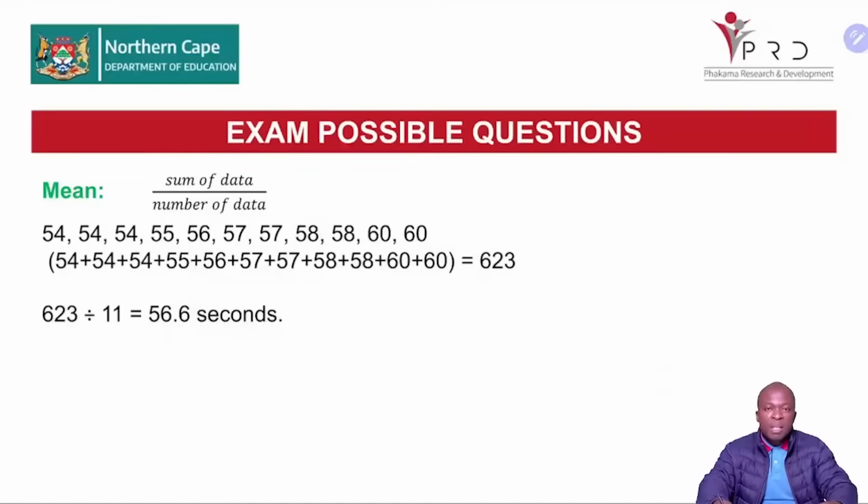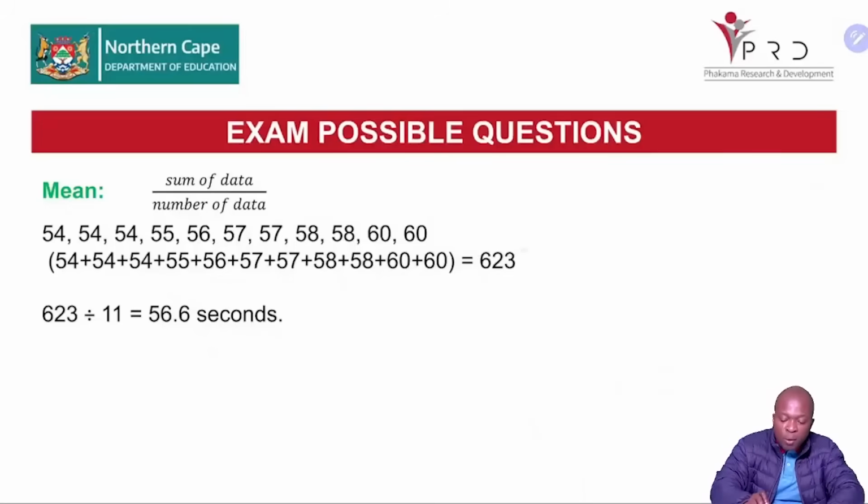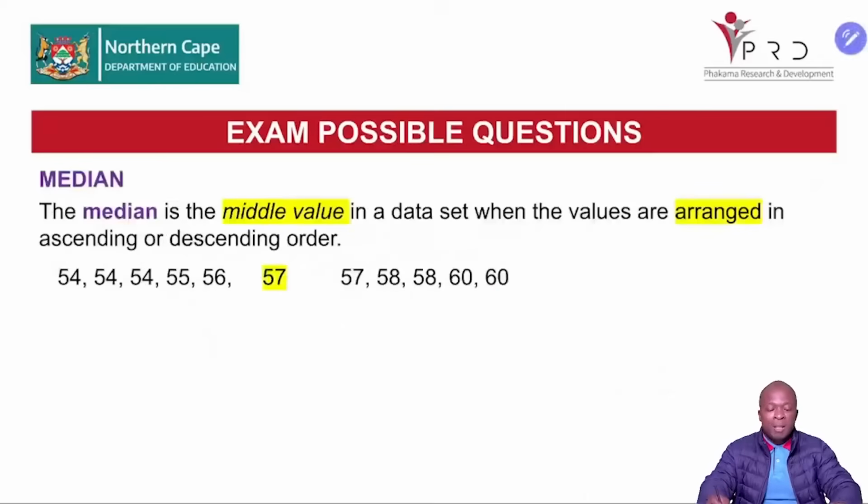How about mean, median, mode? I'm refreshing your memory once again. Whenever you see mean, I'm saying add all the numbers, divide by how many numbers are there. So I add all of them, it is 623, divide by 11 numbers, you write your answer.